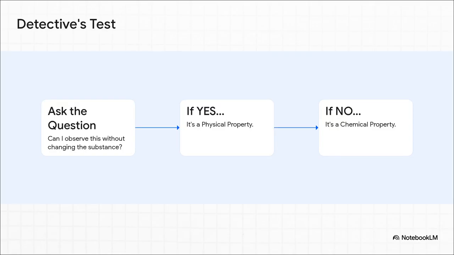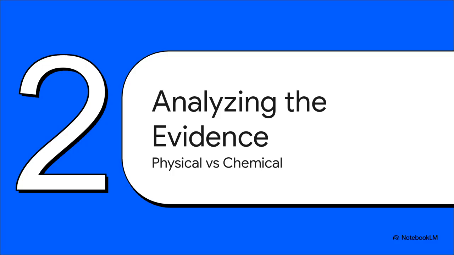So, how do you tell the difference when you're on a case? I've got a super simple test for you. Just ask yourself this one question. Can I observe this without changing what the substance is? If you can say yes, it's a physical property. If the answer is no, well, then you're dealing with a chemical property. It's really that simple. Okay, detective. We've gathered our clues, our physical and chemical properties.